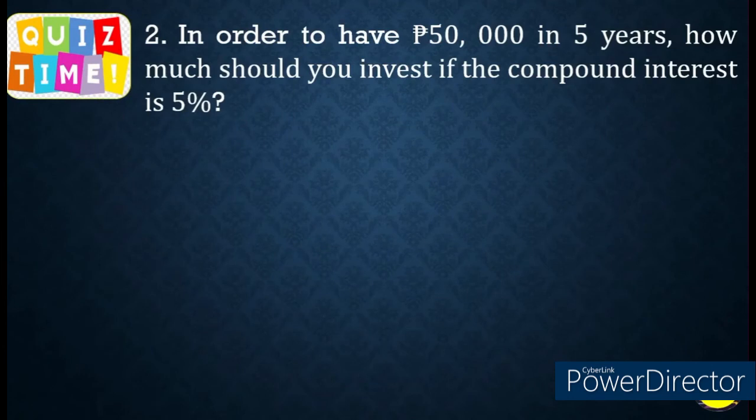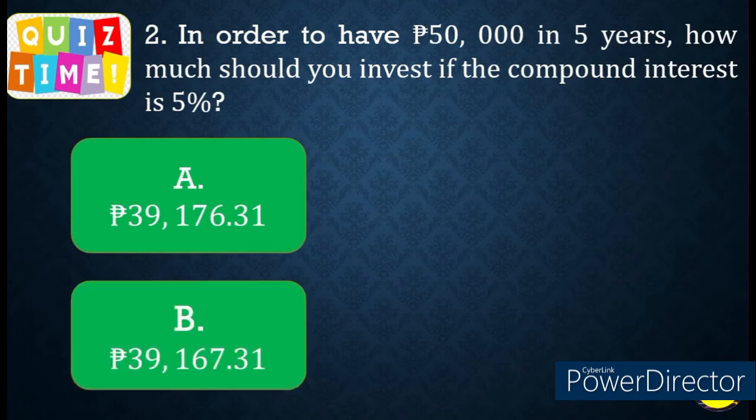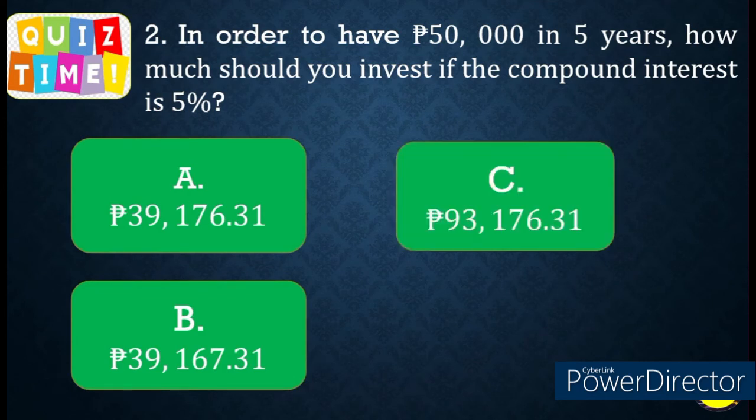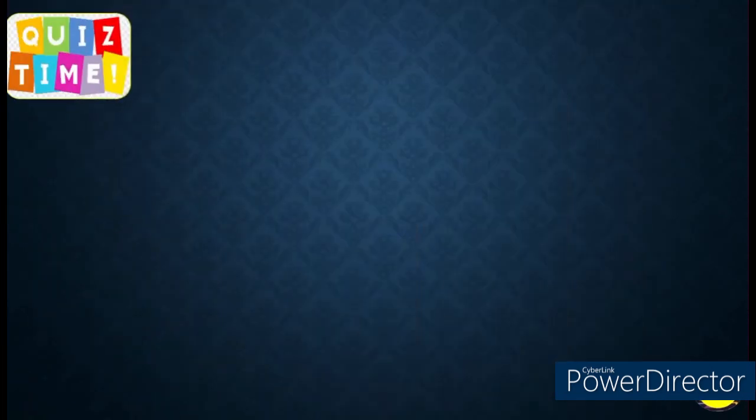Number 2, in order to have 50,000 in 5 years, how much should you invest if the compound interest is 5%? Letter A, 39,176.31. Letter B, 39,167.31. Letter C, 93,176.31. And letter D, 93,167.31. Okay, so the answer is letter A, 39,176.31.